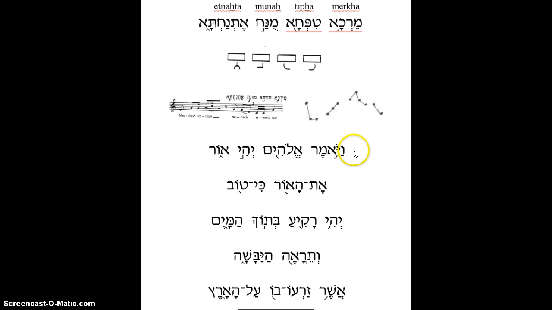All right, let's review the trope group once again. Merkha, Tipha, Munach, Etnachta. Congratulations, you've learned your first trope group.